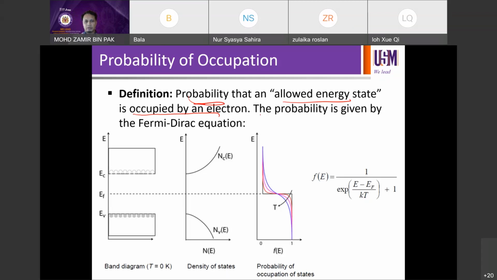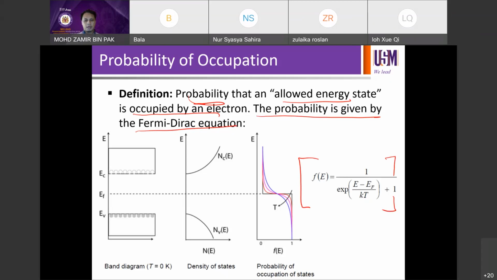So you have to go back to the Fermi-Dirac distribution function, which is governed exactly by the same equation that we discussed: F(E) equals 1 over 1 plus exponential of (E minus EF) over kT.